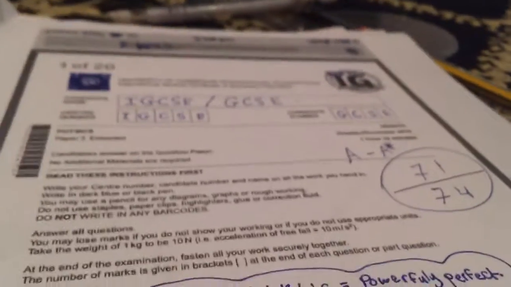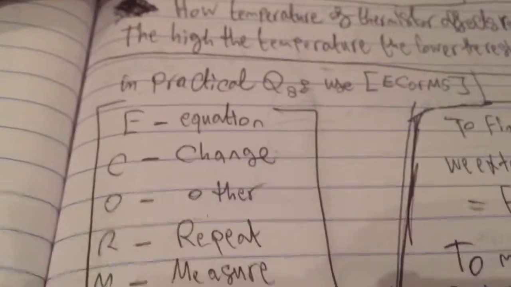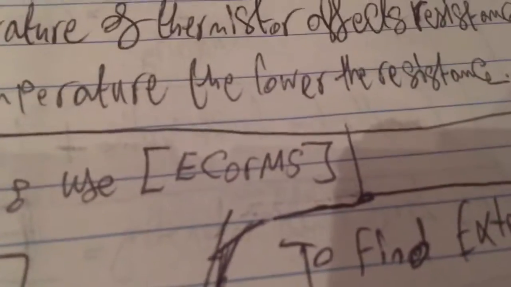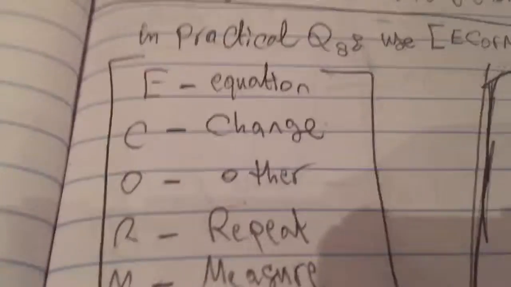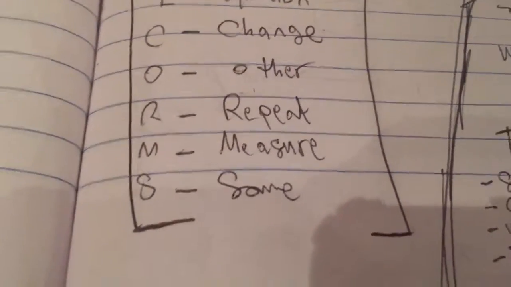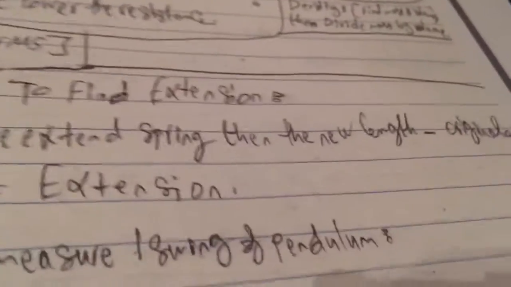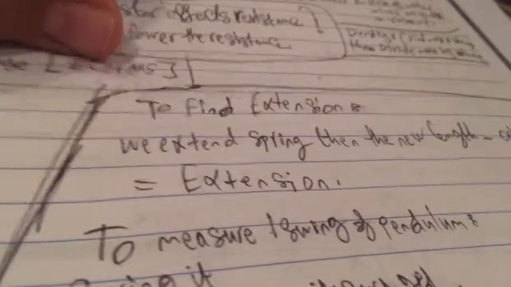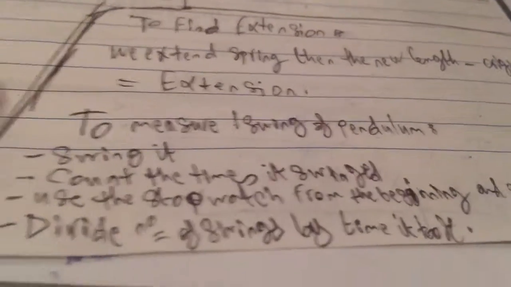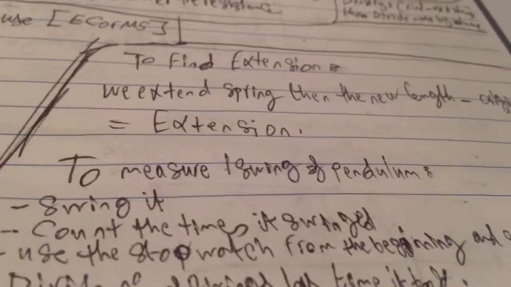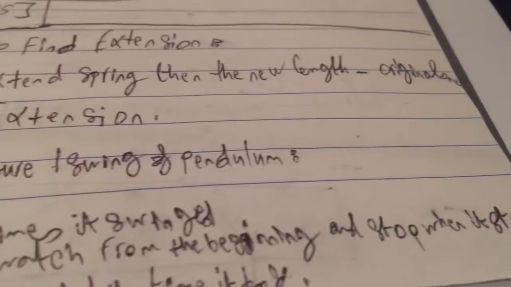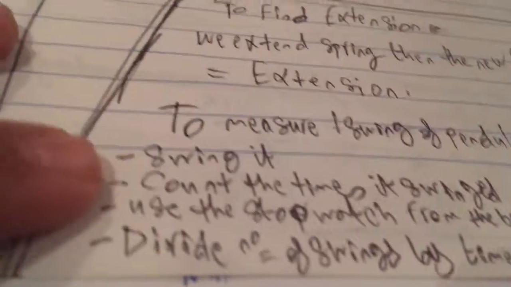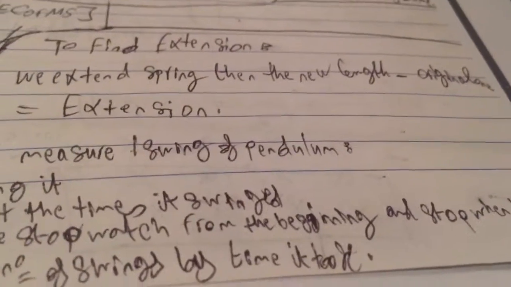Always use the givens, and when the question asks about practical things, use EQUALS. Just memorize this word: equals. Equations, change, other, repeat, measure, same. For example, to find extension, we extend the spring, then the new length minus original length equals extension. To measure one swing of a pendulum, swing it, count the swings, use the stopwatch from the beginning until it stops, and divide the time by the number of swings.